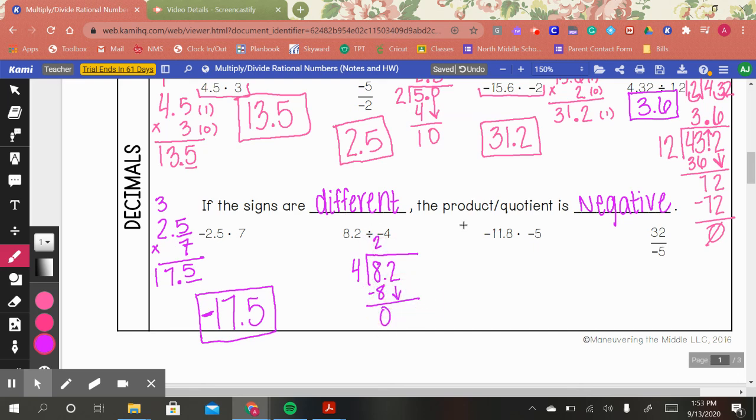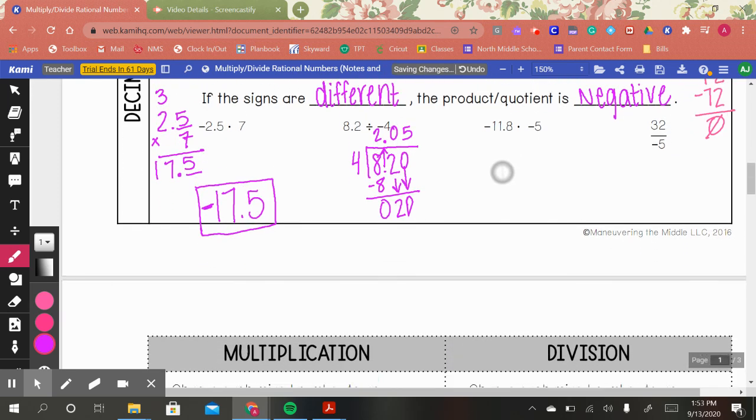I bring down my 2, bring up my decimal point, and 2 divided by 4. I cannot do that, so I need to put a 0 in my answer. I also need to put a 0 to bring down to keep my division going. 20 divided by 4 is 5.